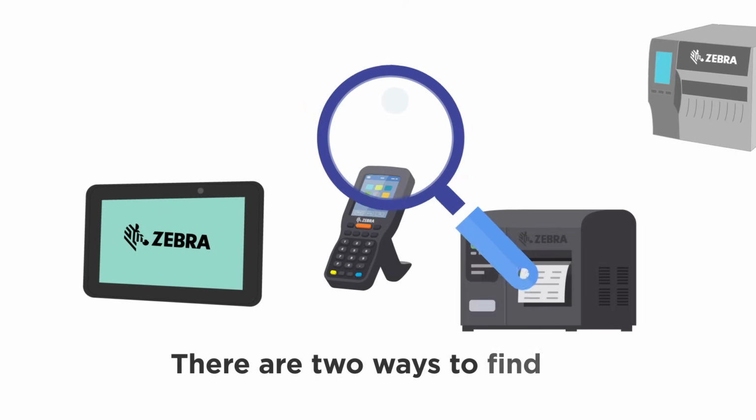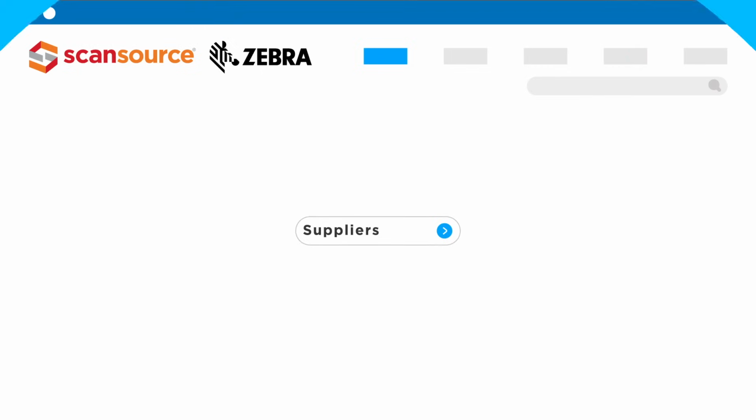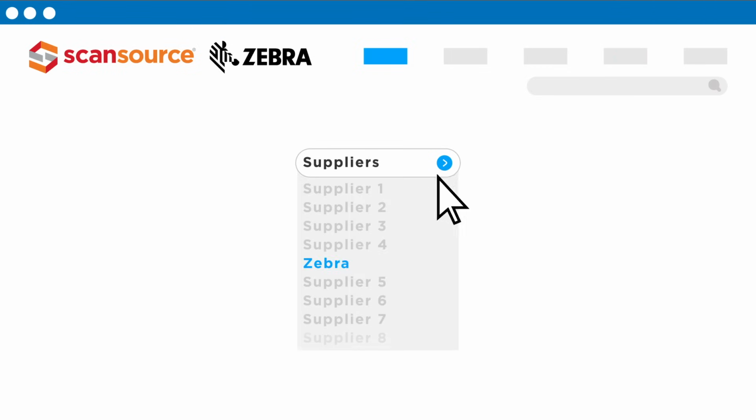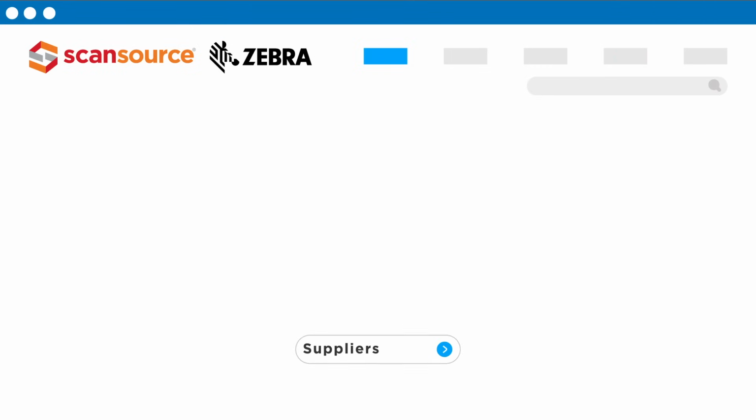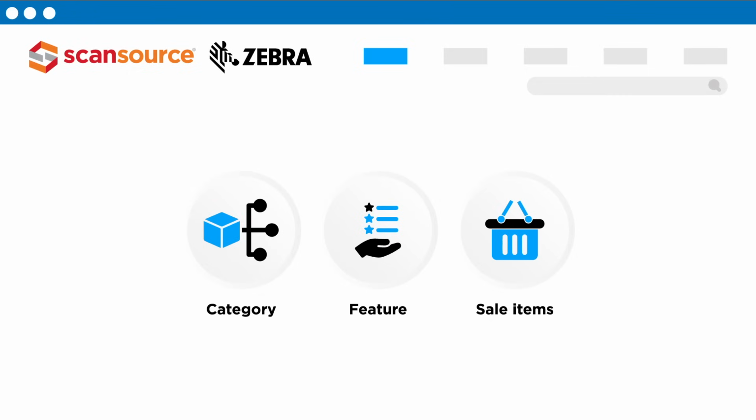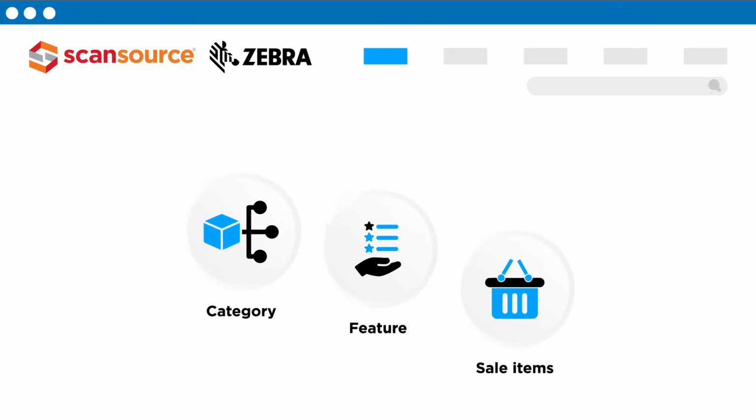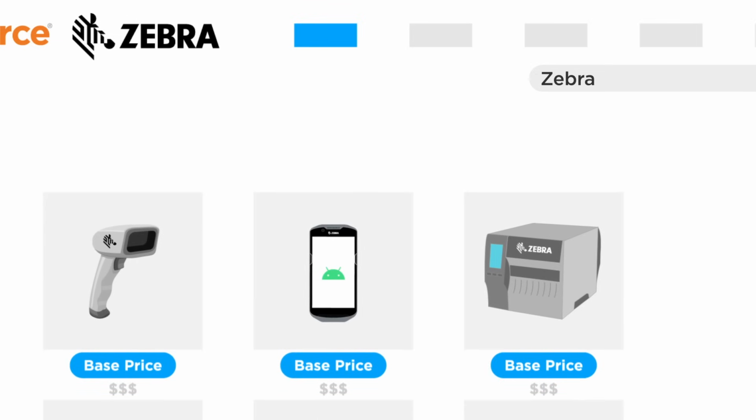There are two ways to find Zebra products. Hover over the supplier's drop-down menu and select Zebra. This will take you to the Zebra page where you can filter by category, feature, and even sale items. You can also use the search bar at the top to find the Zebra page or specific Zebra products.